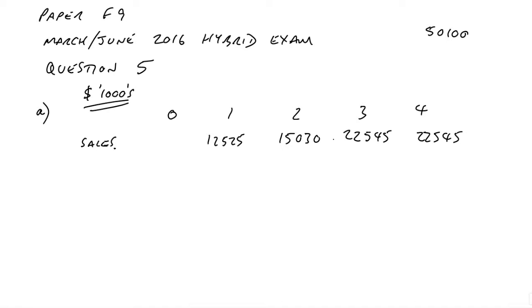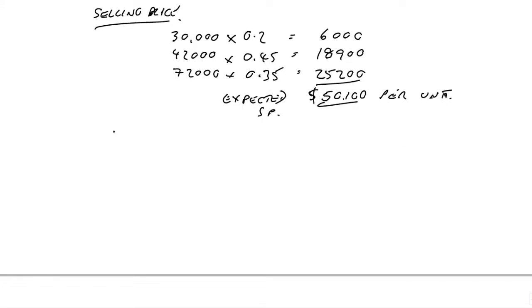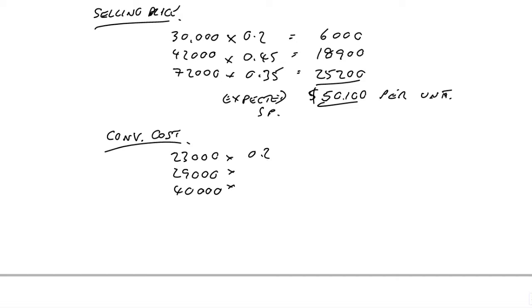What else? What about the costs? We've got the conversion cost. Again, we've got probabilities here. So again, I'm going to need workings. We're going to have to use the average conversion cost. It's going to be either 23,000, 29,000, 40,000. 0.2, 0.45, 0.35.